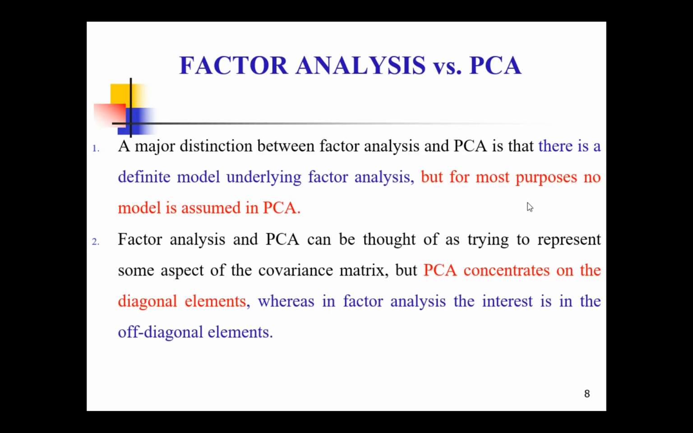Both factor analysis and PCA use the covariance matrix, but principal components use the data obtained from the diagonal elements, that is, they concentrate more on the diagonal elements. The covariance matrix is a square matrix. So PCA concentrates only on the diagonal elements of the square matrix, whereas factor analysis is not interested in the diagonal elements, rather it is interested in the off-diagonal elements. It is interested in the rows and columns, but it won't concentrate on the diagonal elements. But PCA mostly concentrates only on the diagonal elements. So this is the second comparison between factor analysis and principal component analysis.